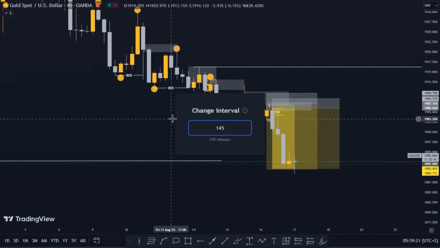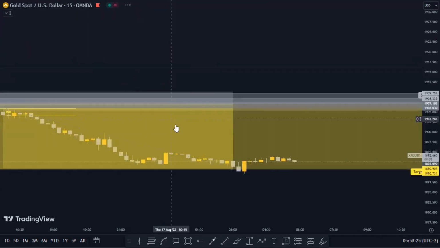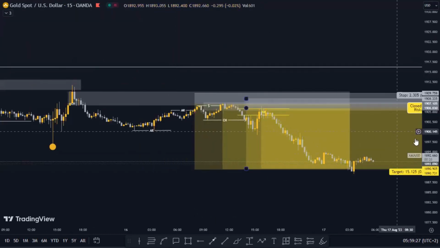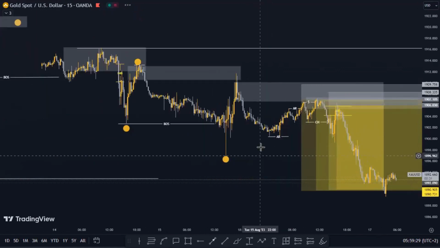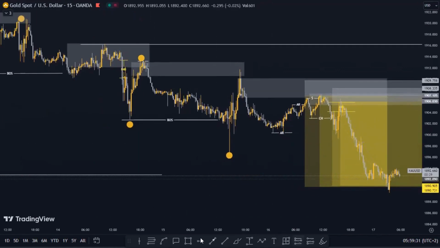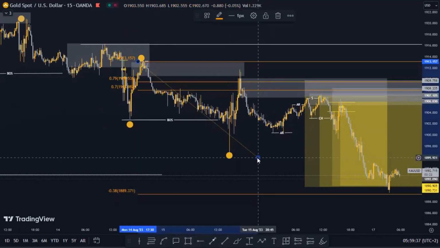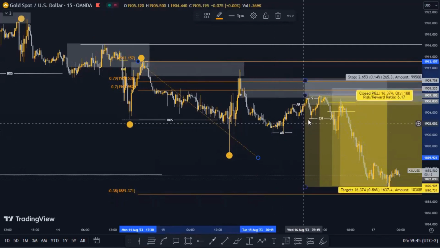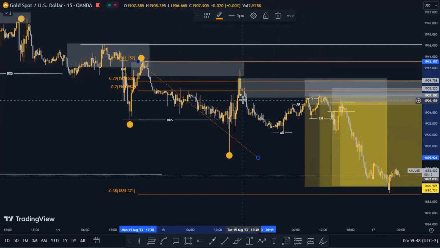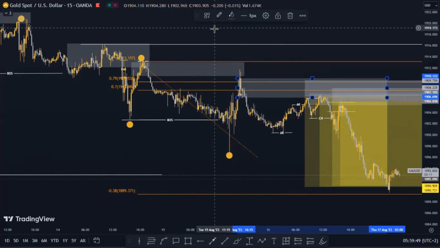Maybe step down to 15 minutes. Like I said, we had this leg. What I did here is that I drew my flip like that. So we had that reaction at a nice premium area. Price pushed to the downside. So I wanted to take advantage of the second entry here.